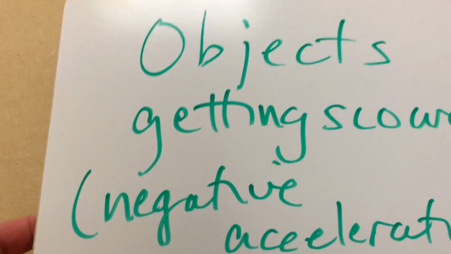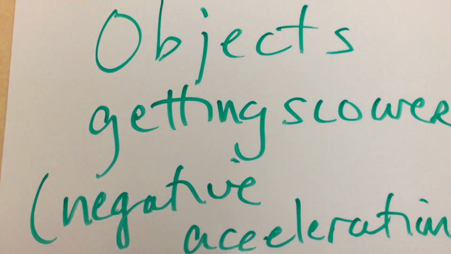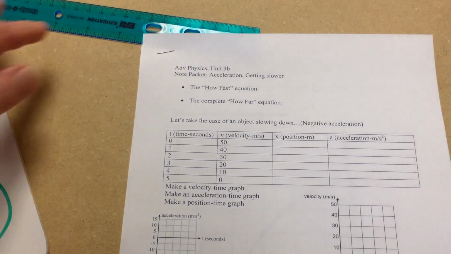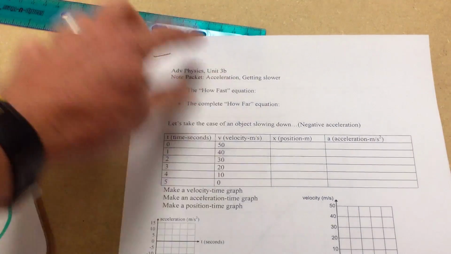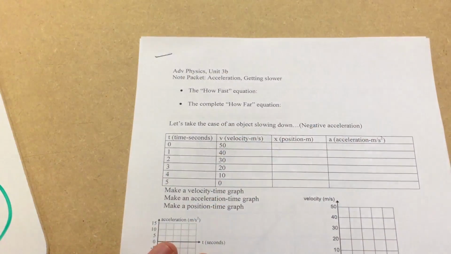Today we have a short video on notes, and this is from a new packet. This is notes about objects getting slower, and that concept is called negative acceleration. Here's the notes, called Unit 3B.